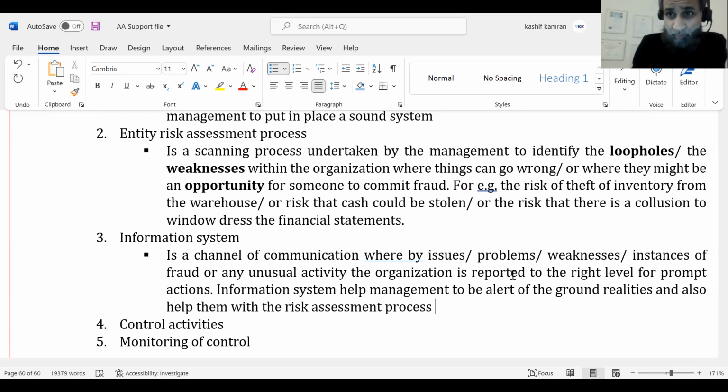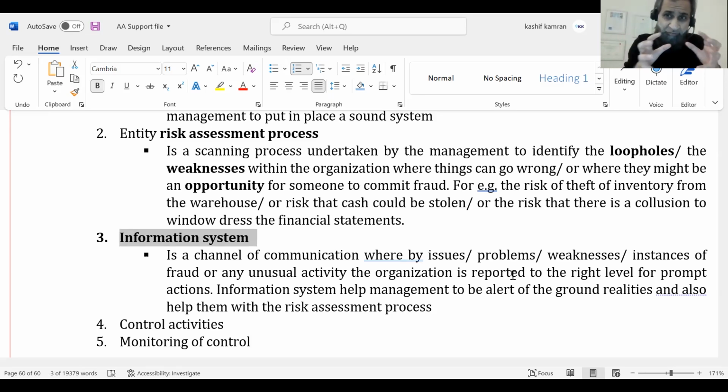If the information systems are weak, you will have no knowledge of the problems. You will have no knowledge of the issues. That means your risk assessment is weaker. Try to understand the correlation between the risk assessment process and information system. They are correlated. So if one function is weaker, it can directly or indirectly affect the second function. Just like if the environment is weak, then there will be no risk assessment. If the environment is weak, there will be no information systems. So try to understand the correlations between 1, 2, 3, 4, 5, not just study them in isolation.